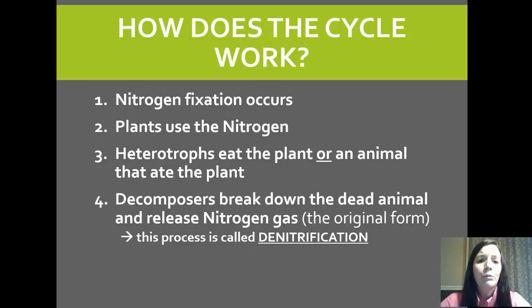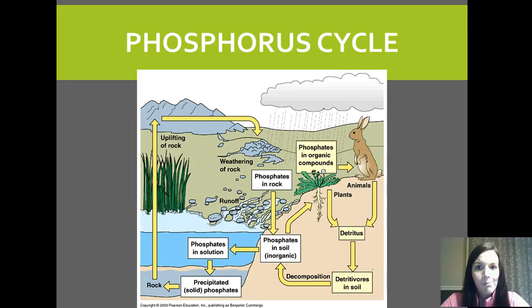So how does this cycle even work? Well, first, nitrogen fixation has to occur. From there, the plants are going to use the nitrogen, and then heterotrophs eat the plant, or other animals eat an animal that ate a plant. And then eventually, at the end of that animal's life cycle, or the plant's, the decomposers are going to break it down, and then they release nitrogen gas, which is the original form of nitrogen. This breakdown by decomposers does something called denitrification, which puts it back into the atmosphere.